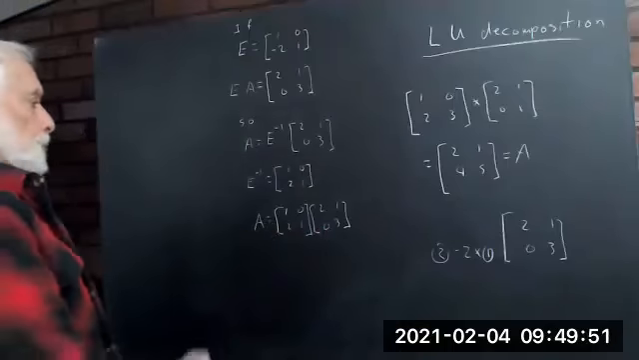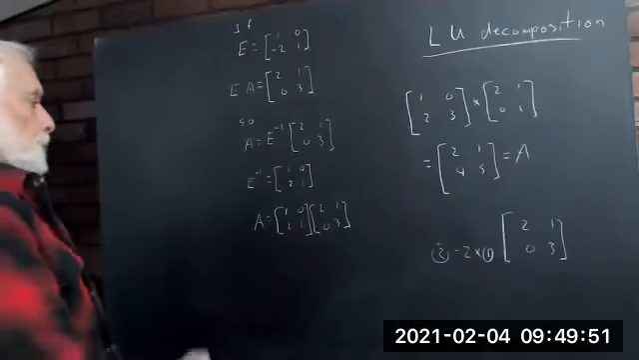Now, once you have the matrix in LU form, what do you do? Let's say you have the equation AX equals B, a typical matrix equation. That becomes LUX equals B. Well, first thing you want to do is, there's no good way to do this.